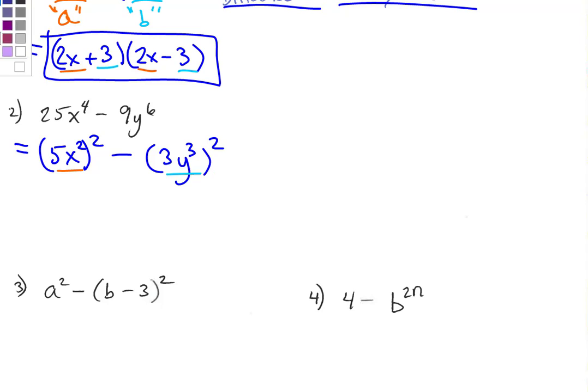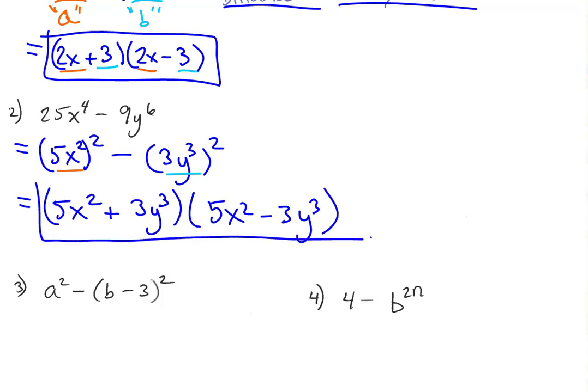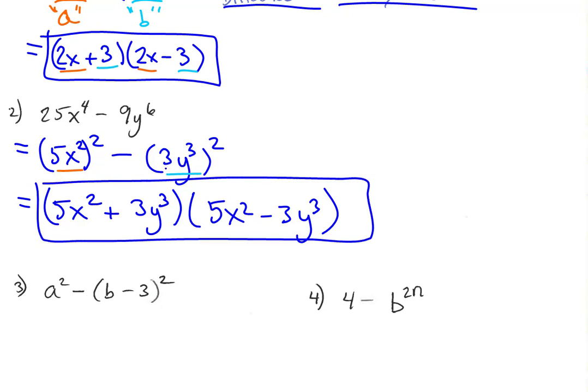Okay, so again, that initial setup helps you identify what the a and the b are according to the formula. Once you know what those are, it's simply a matter of putting them in place. So I'm going to put it in the same order here as a plus b, a minus b. So that's 5x squared plus 3y cubed, there's a plus b, times a minus b, so that's a 5x squared minus 3y cubed. And so again, you can see the a and b terms within this original setup showing up in order, and that's our final factored form.